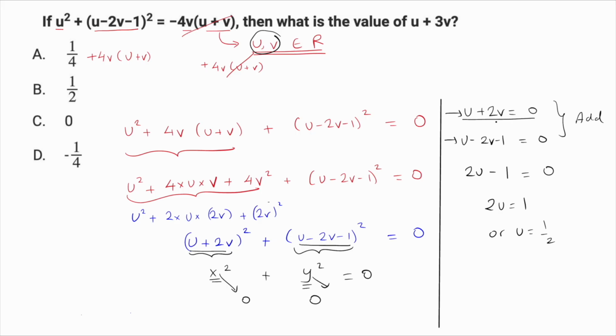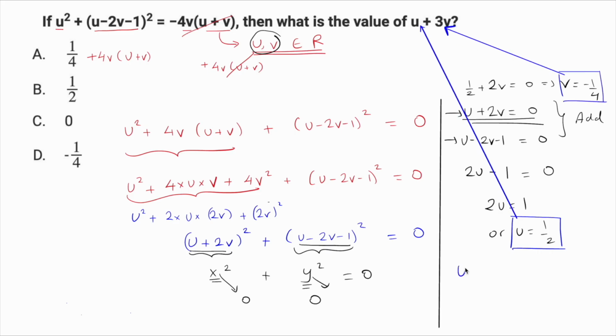For simplicity, I am putting it here. I will get 1 by 2 plus 2 into v is equal to 0, or 2v is equal to minus half. That gives me v is equal to minus 1 by 4. So we have figured out u as 1 by 2 and we have figured out v as minus 1 by 4. Let's plug in the values in this given expression. We want to find out u plus 3v. That will be equal to 1 by 2 plus 3 into minus 1 by 4. This is half minus 3/4. Half minus 3/4 is minus a quarter, minus 1 by 4. And this is the answer to our question, the D option.